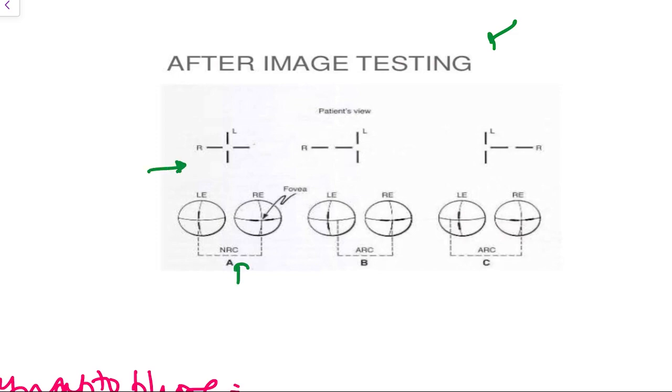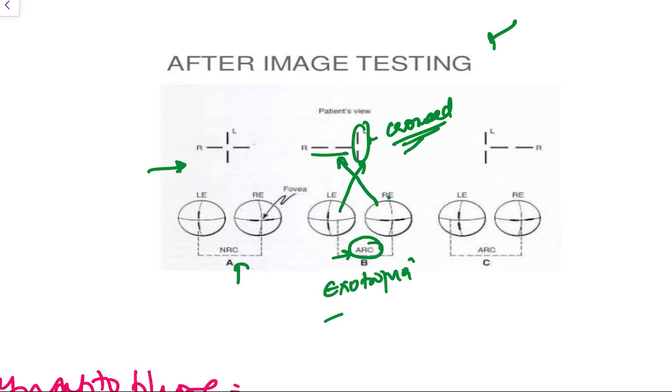So this is the normal, and if there is abnormal retinal correspondence, here you can see the right eye image has come to this side, and the left eye image has come to this side. So this is crossed. So this is exotropia. If the after image is like this, it means the patient is having exotropia.